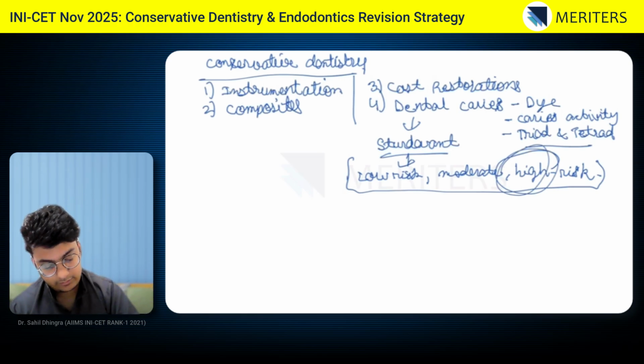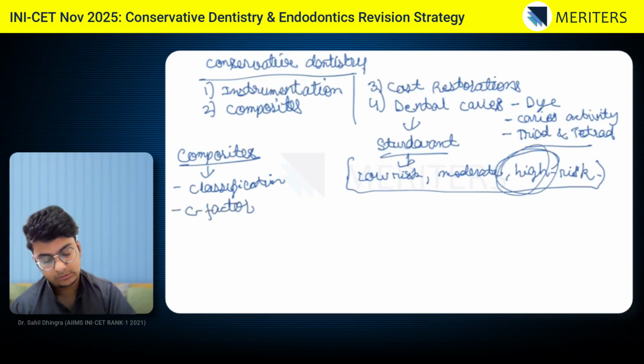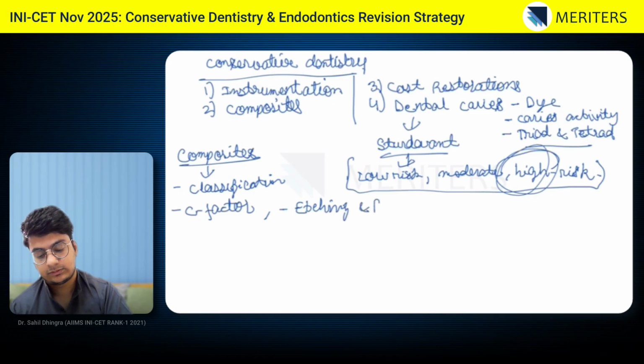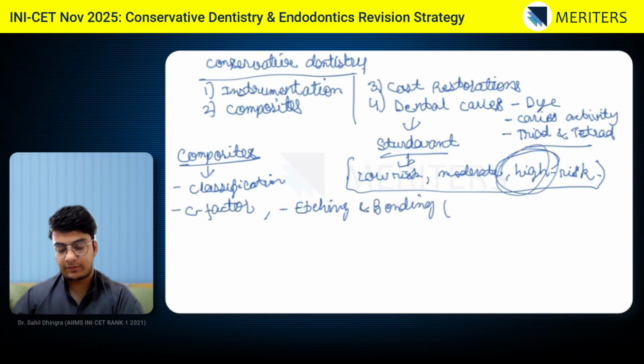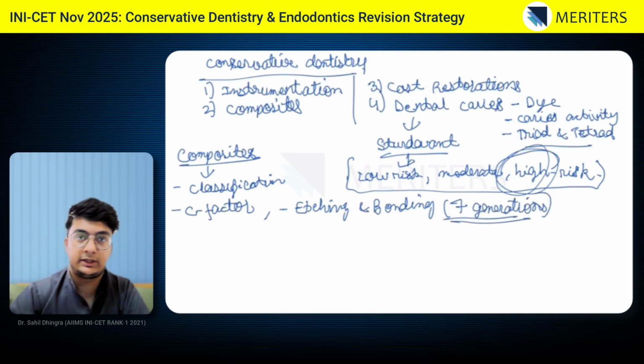Now in composites, first let's talk about the composites. In composites, the most important are your classifications again. Then C factor is important. The etching and bonding. Specifically those 7 generations. So they will ask you simple questions, but you need to know this in detail.